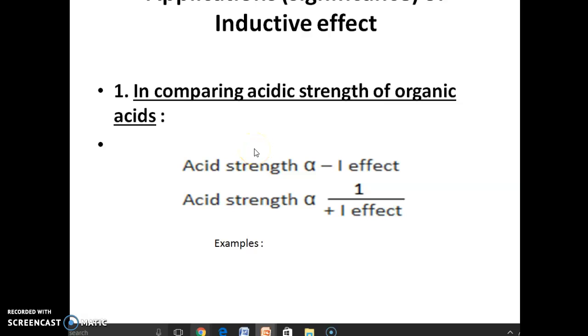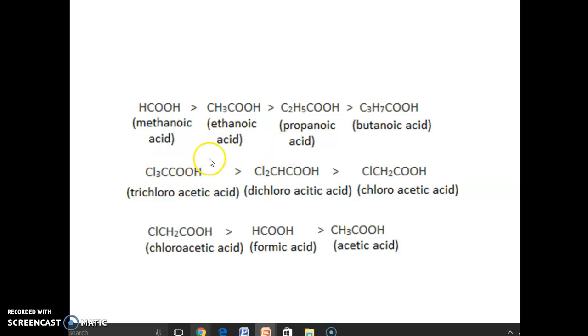So there are some applications of inductive effect, which is mainly given in the comparison of acidic strength of organic acids. Acidic strength is directly proportional to the minus I effect, and inversely proportional to the plus I effect. These are some of the organic acids given for the comparison of their acidic strength. Among these, formic acid is the strongest acid and butanoic acid is the weakest acid.